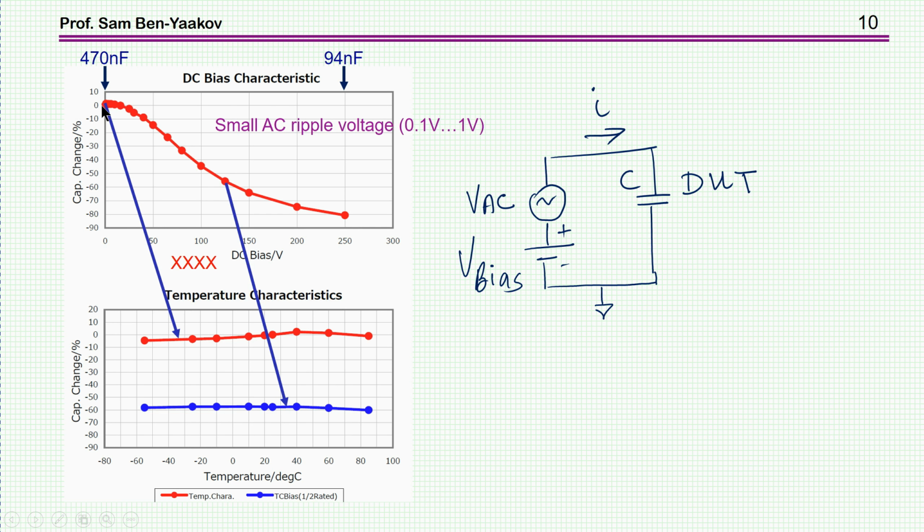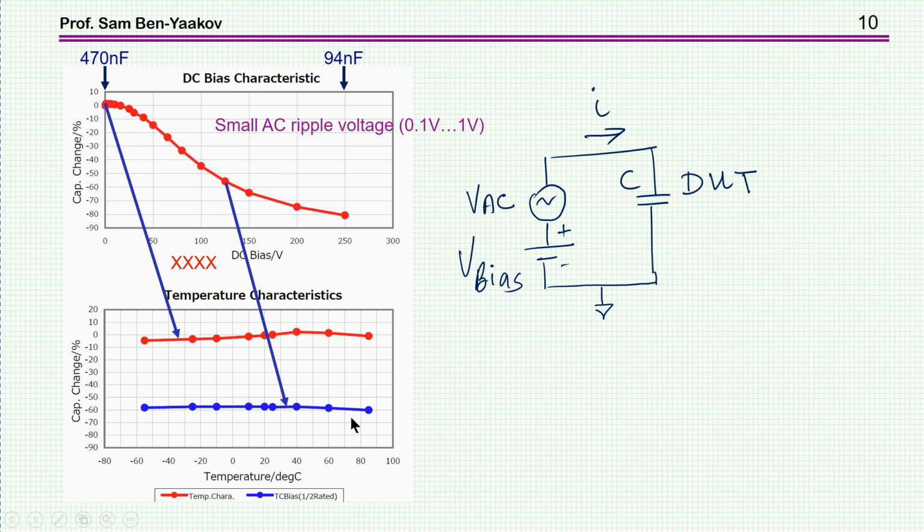So we see here that it starts at 0. This is a change in percent, and this is the bias voltage. This is a 250 volt capacitor, so it goes up to 250. And as you can see, this capacitance goes down dramatically. It goes down to 80%, so only 20% of the capacitance is left. We start with the 470 nanofarad, and at 250 volt bias, it's only 94 nanofarad. It's a big change.